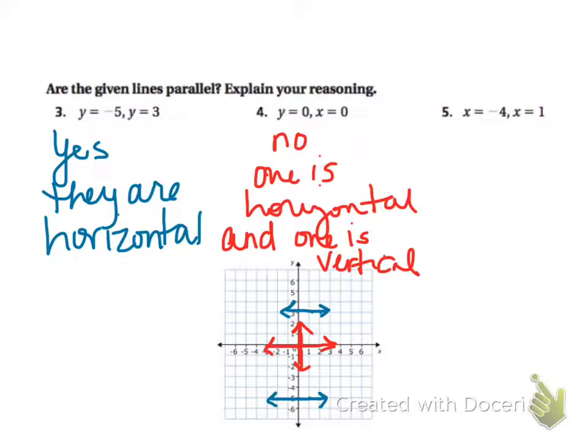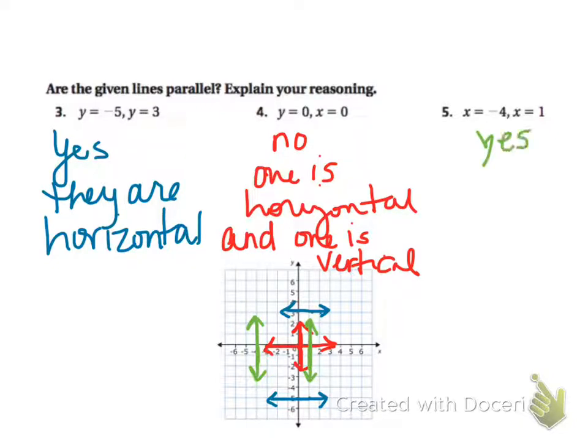For x is equal to -4 and x is equal to 1, hopefully you're getting used to seeing that these are vertical lines. Two vertical lines will always be parallel to each other. So look at the green lines. Are the green lines parallel? The green lines are, so yes.